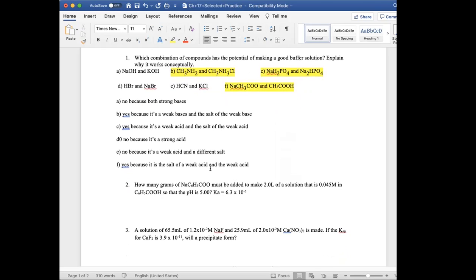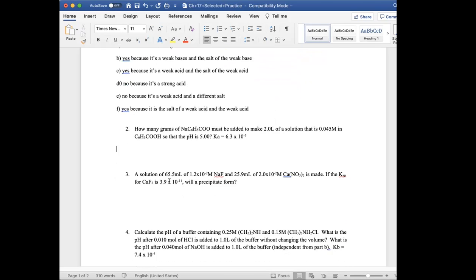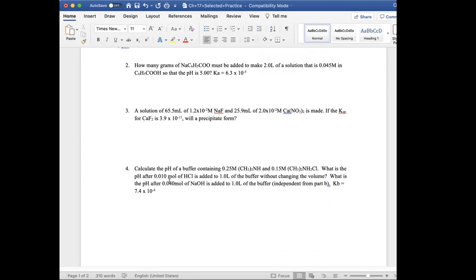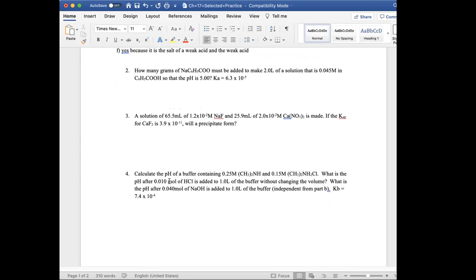Okay, so we're going to have to do some math for the rest of these. So first of all, for the gram question, we're going to have to do some gram formula math. They're giving us the volume of 2 liters of the solution and they're giving us the molarity of that solution. Let me write this down.